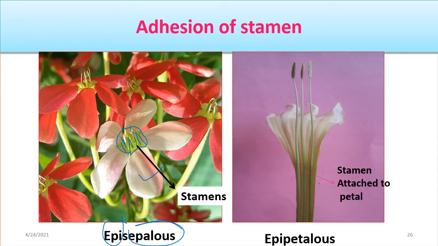Similarly, here you can see, I'll change the color again. This is one stamen, this is another stamen, this is another stamen. And this is the floral whorl called the corolla, and these stamens here are attached to the corolla. Epi means above, petalous means petals or corolla. So they are attached to the petals, and that is called epipetalous condition.